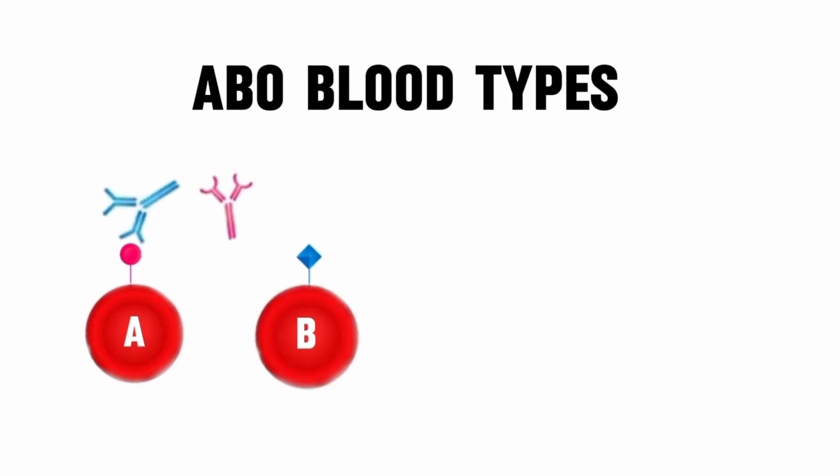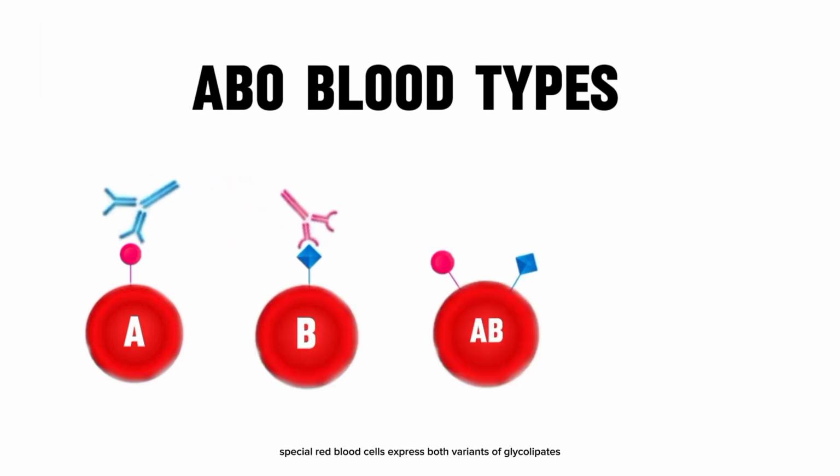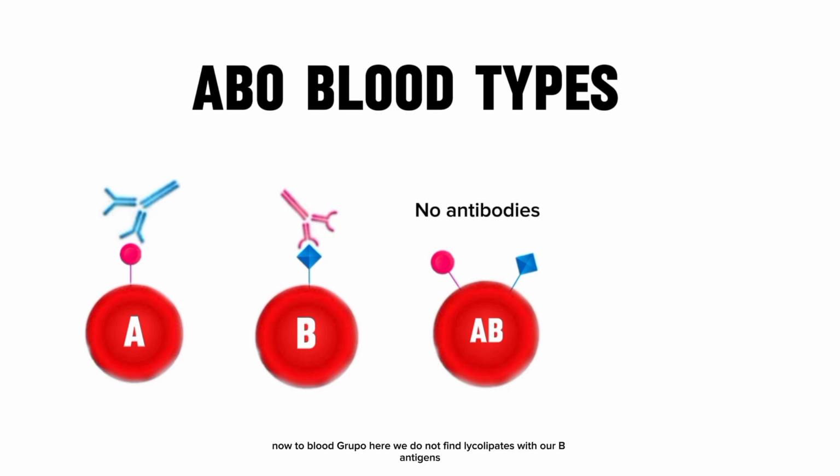Blood type AB is special. Red blood cells express both variants of glycolipids. Therefore, AB persons do not have any antibodies against those. Now, to blood group O. Here we do not find glycolipids with A or B antigens. That means this system expresses antibodies against both A and B antigens.